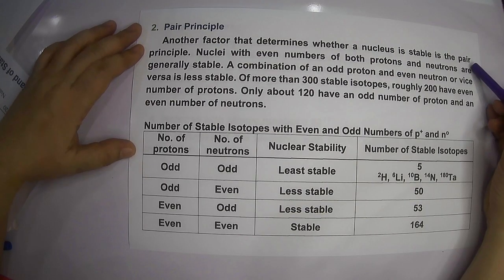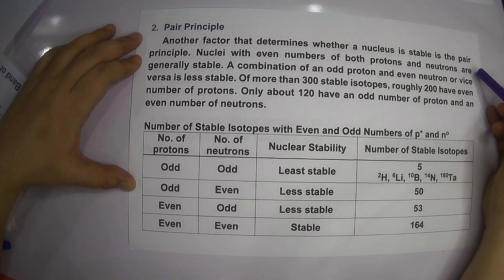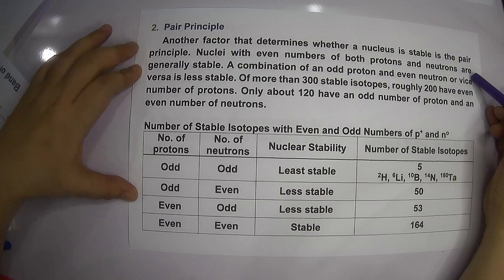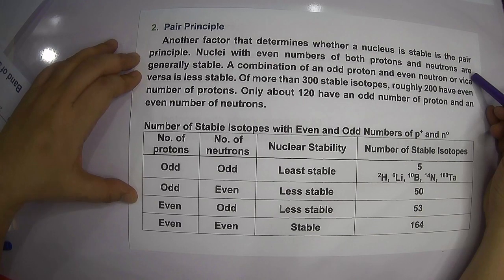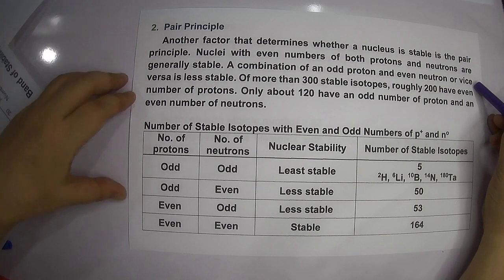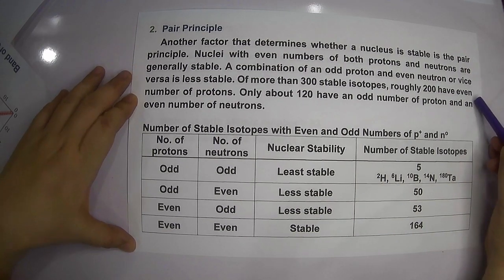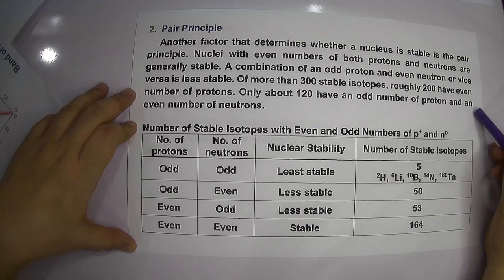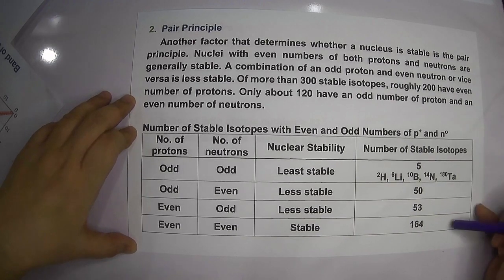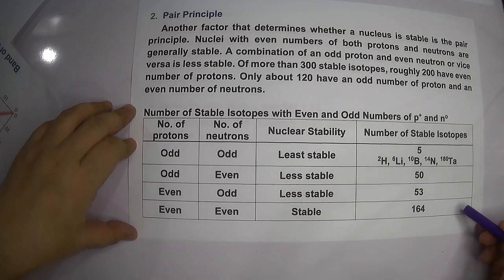Another factor that determines whether a nucleus is stable is the pair principle. Nuclei with even numbers of both protons and neutrons are generally stable. Of the more than 300 stable isotopes, roughly 200 have an even number of protons. Only about 120 have an odd number of protons and an even number of neutrons. The table below shows the number of stable isotopes with even and odd numbers of protons and neutrons.